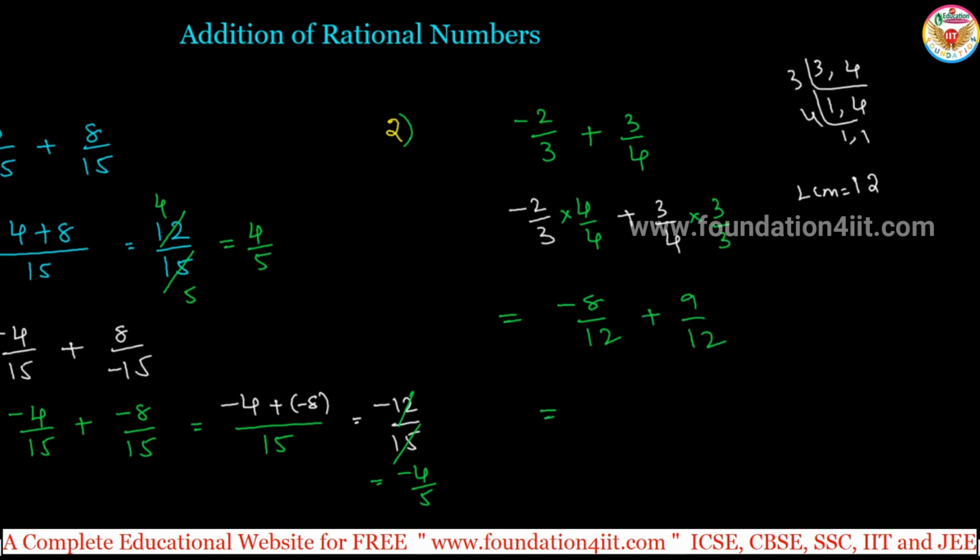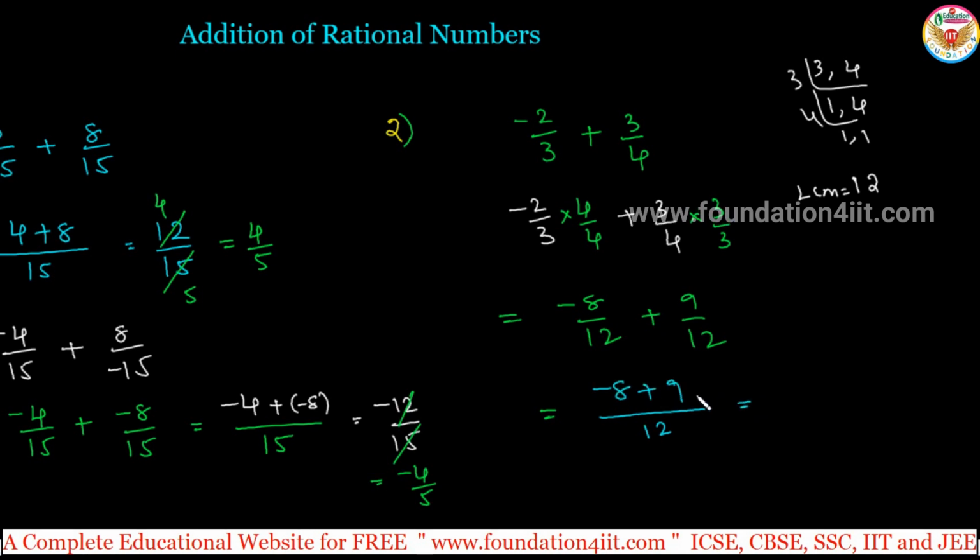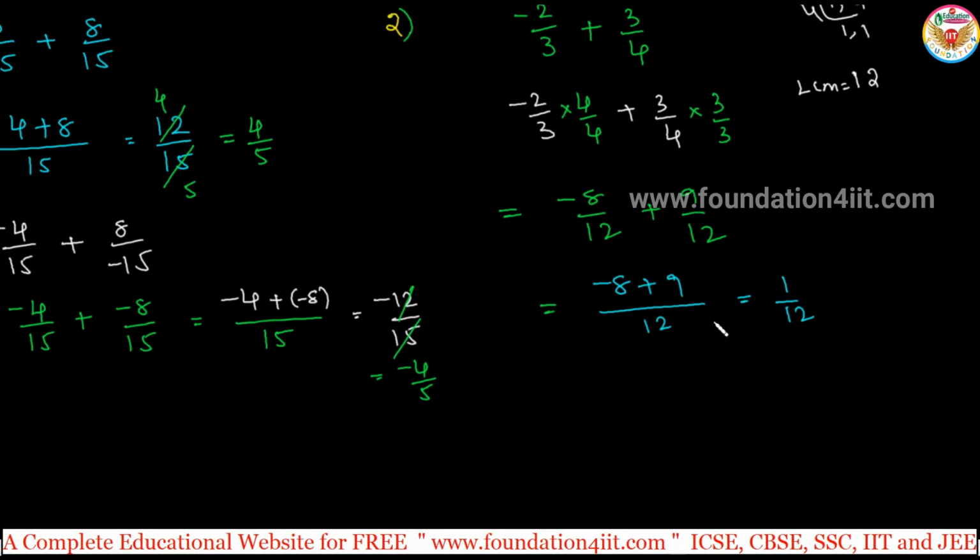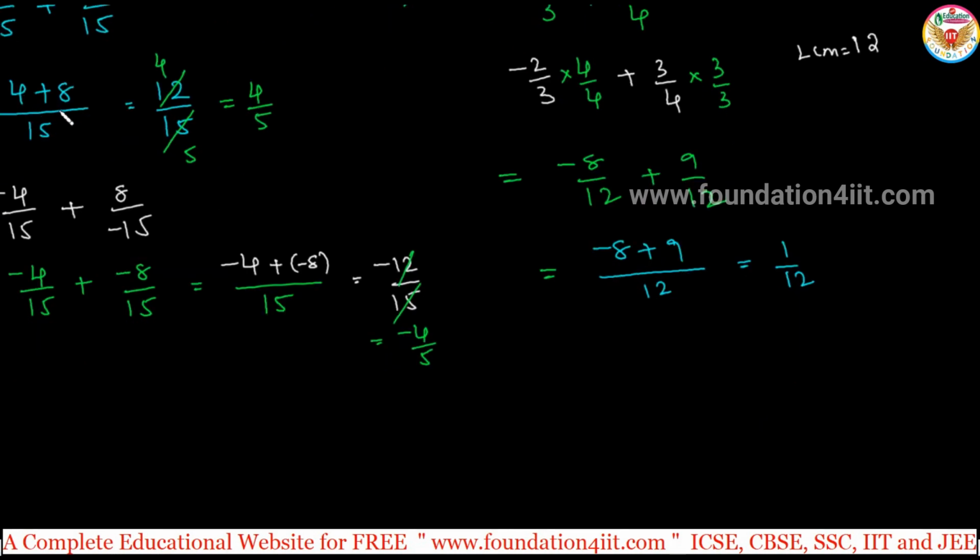Right? Now same as previous, whenever the denominators are same, how did we do it? We just add the numerators. Minus 8 plus 9, we already learned in integers. Minus 8 plus 9 is 1. So 1 over 12. Okay, this is the way we can apply even the addition of rational numbers when denominators are not same. Let us take one more example.